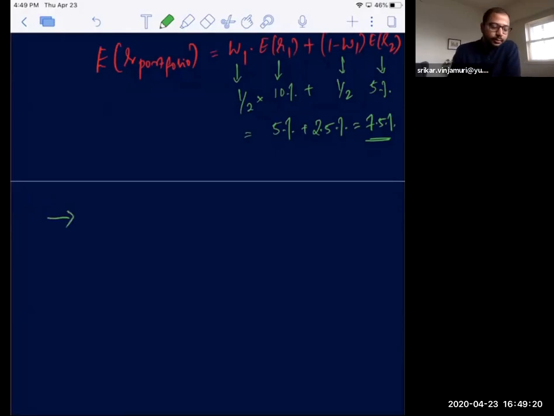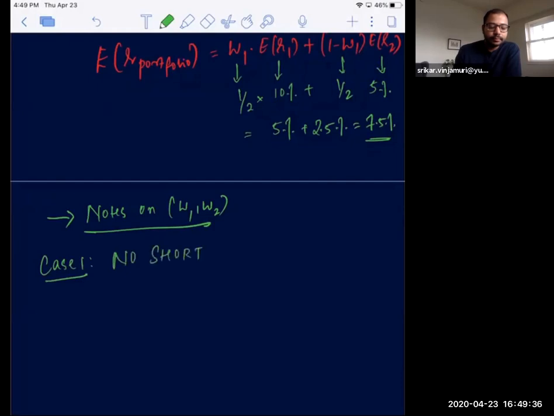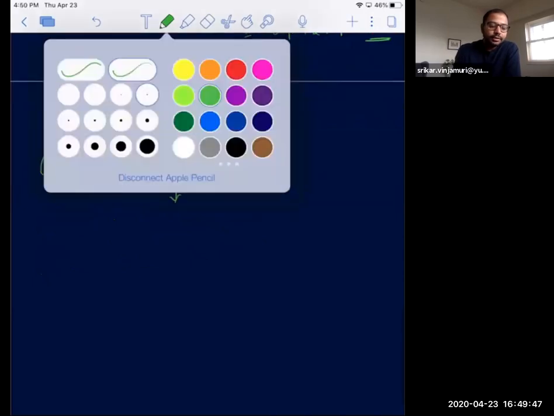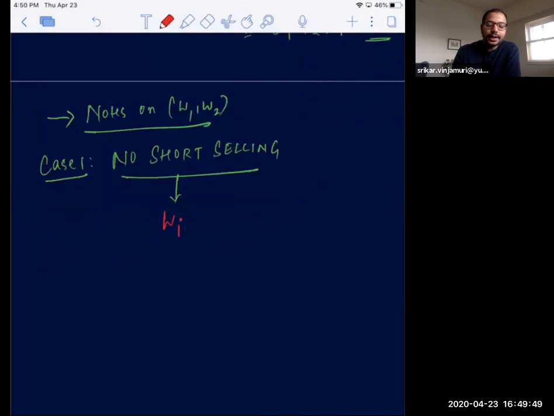Okay. So I have a couple of notes here on the portfolio return itself. Notes on W1 and W2. There's two cases that we generally consider. The first case is what we call no short selling. If you think about what short selling is, the mathematical representation of it is that Wi, the weight on any asset in your portfolio, is greater than or equal to 0 for all i. So you can never have negative weights.